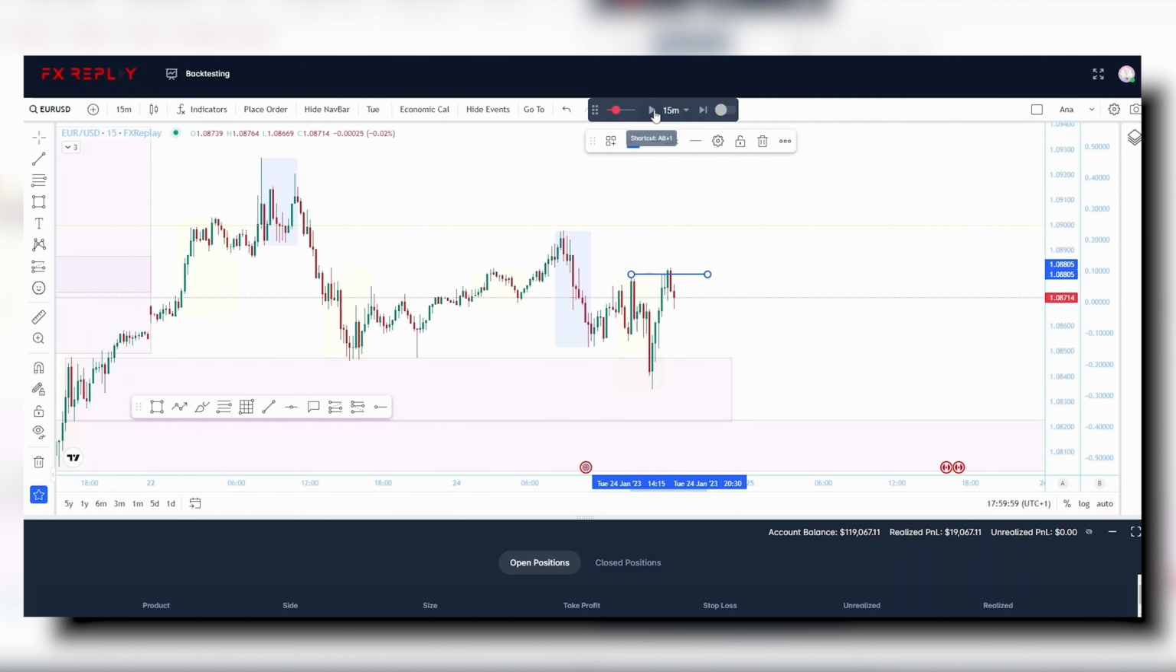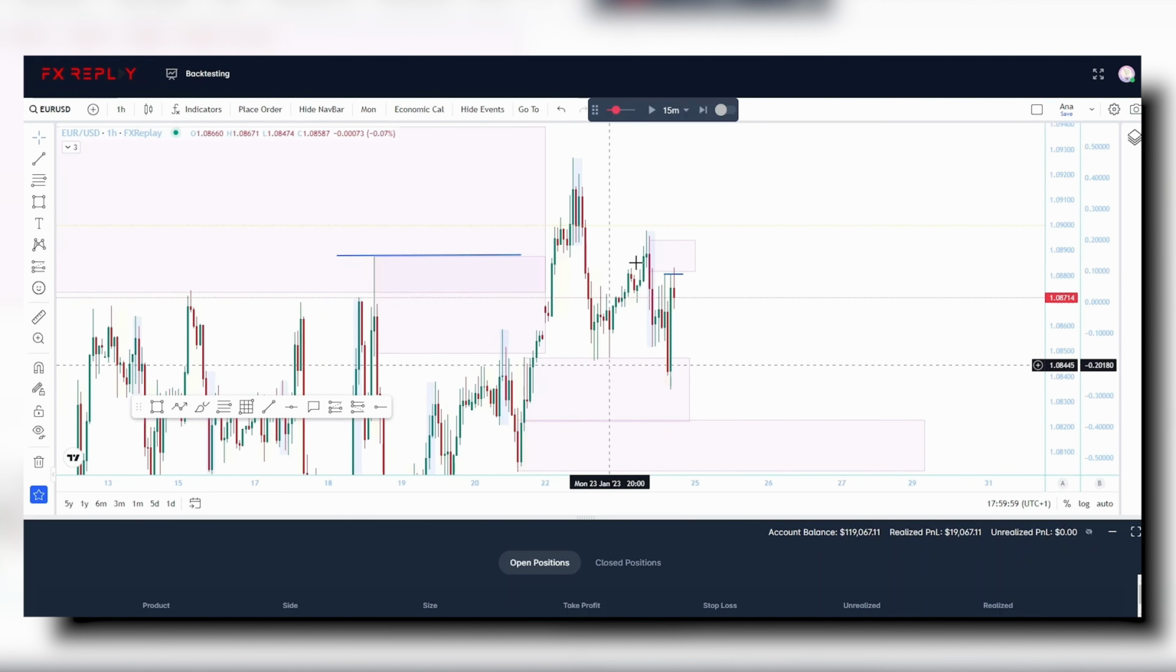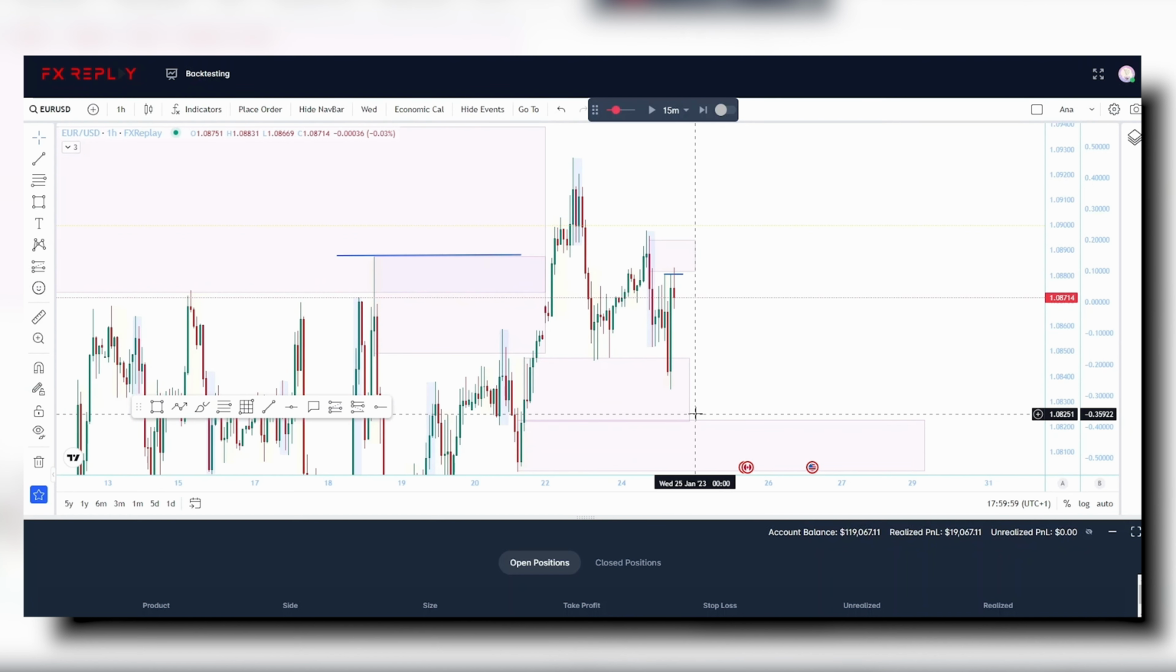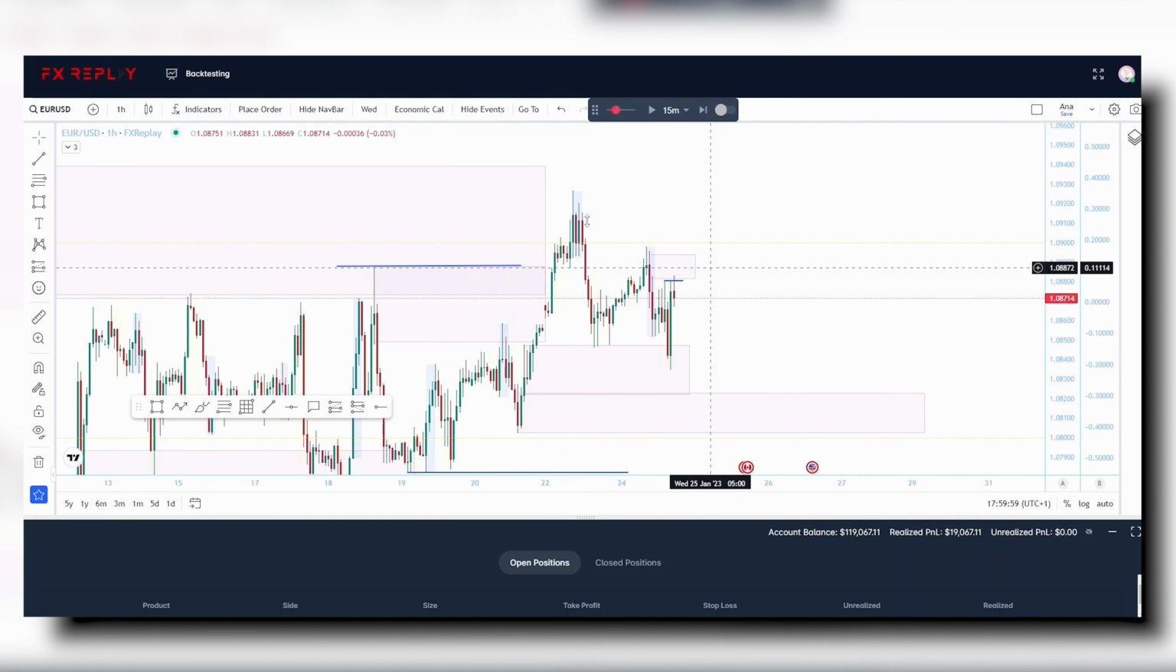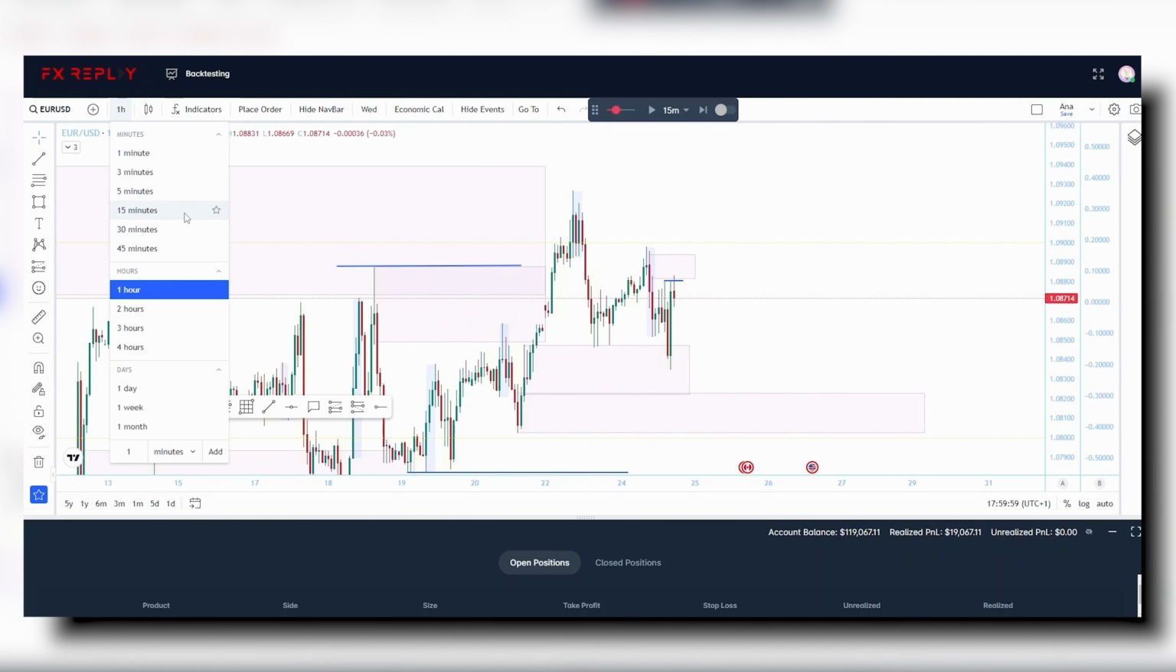But did it break properly? Not really. And what is the thing that I don't like? This might push price lower. If we look at the structure here, price is respecting a 1 hour order block to continue lower, or it might shoot higher, but both scenarios are possible.